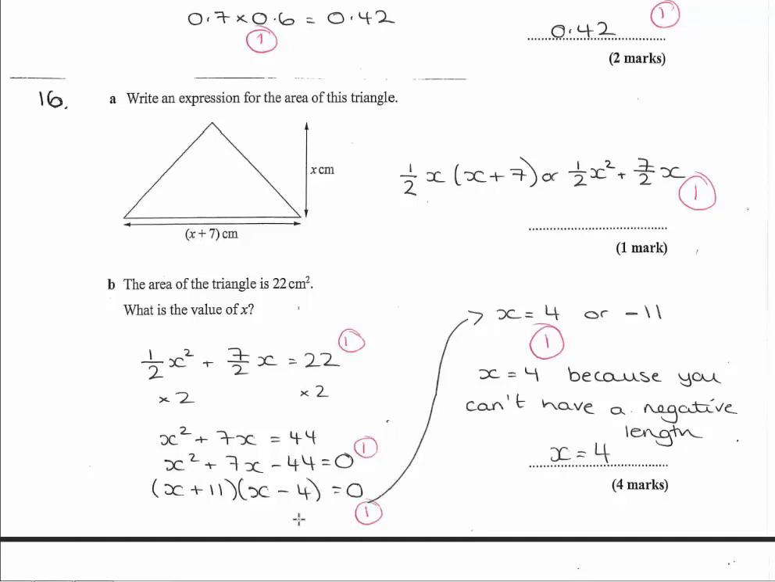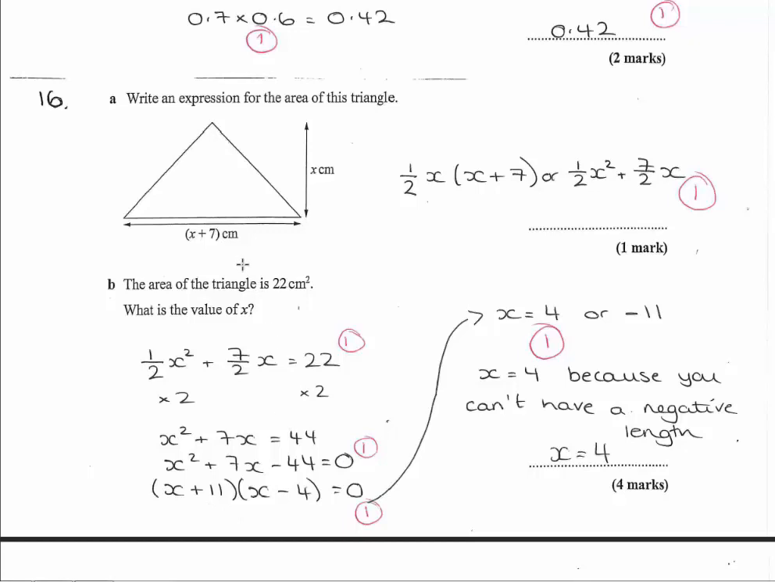It should factorize, and it does. So x times x gives you x squared. 11 times minus 4 gives you minus 44, and 11x minus 4x gives you the 7x. So we have factorized. We've got two brackets that multiply to make 0. That must mean that either of these two brackets could be 0. If this is 0, x would be minus 11, and if this is 0, x would be 4. So our two values would be minus 11 and 4.